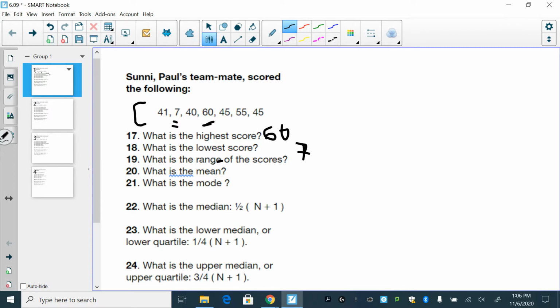And then what's the range? So remember, the range is the highest subtracted from the lowest. So 60 minus 7. So you've got 53.